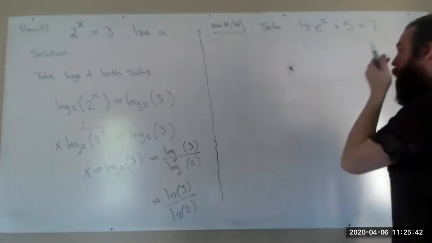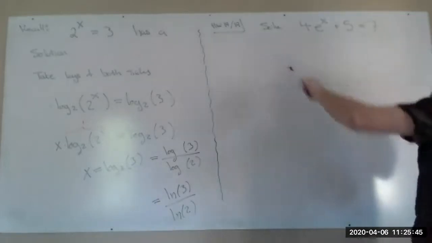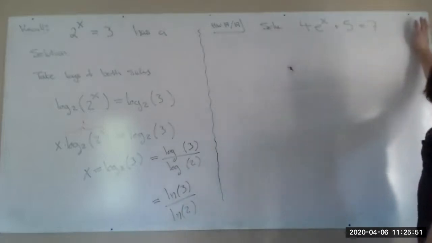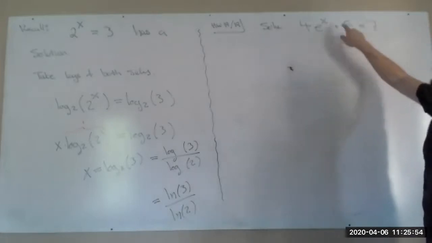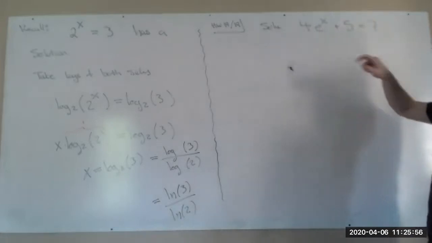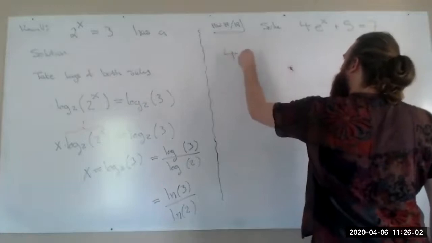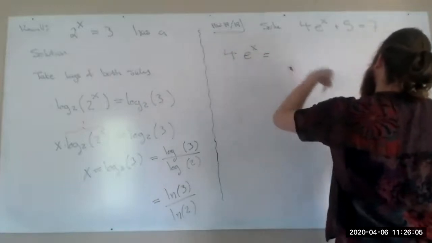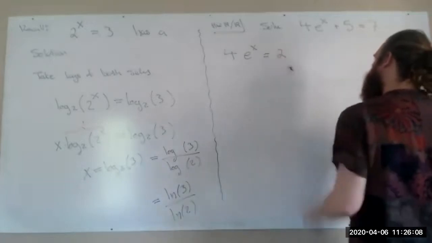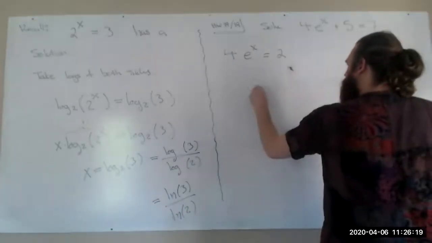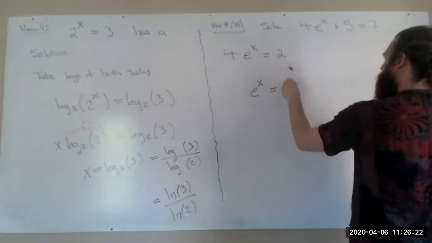In order to get to a place where we can use logarithms on this, I need to turn it into an equation like that: exponential equals constant. So I have to get rid of this 4 and this 5. I need to get the e to the x part alone. The first step is to subtract 5 from both sides. That gives me 4e to the x equals 7 minus 5, which is 2. Now we're almost there. I just have to get rid of this 4. Right now the 4 is multiplying e to the x, so to get rid of it I divide. Dividing both sides by 4, I get e to the x equals 2 divided by 4, which is 1/2.